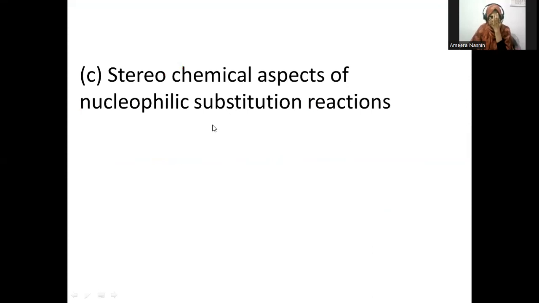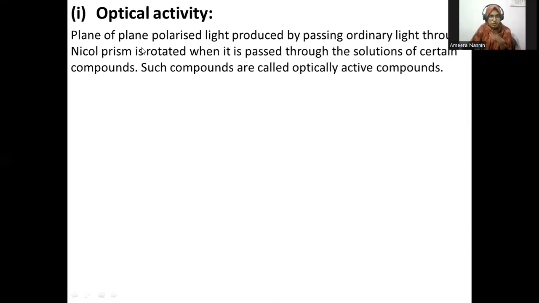Then next, let's talk about stereochemical aspects of nucleophilic substitution reaction. Stereochemistry deals with spatial arrangement of the molecules around the central atom, how these groups are arranged in space, and all those things are studied in stereochemistry. So to know more about that, we need to know certain terms, and let's see some basic concepts of stereochemistry. So optical activity. What is optical activity?